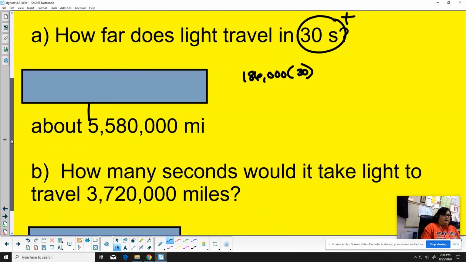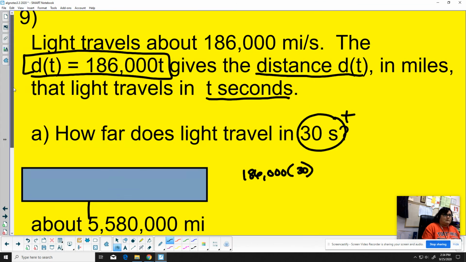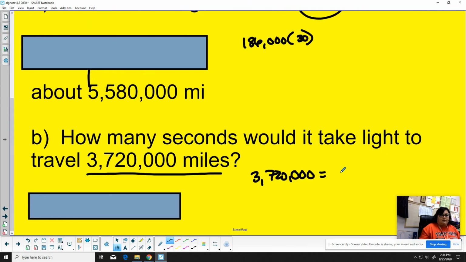And then if I go down here, I'm going to use the same formula. This time I'm getting 3,720,000 miles. Well, distance is d of t, so it goes in on this side, and the other side is the same. So 186,000 t. Is that the right number? Yes. So I'm going to divide both sides by 186,000.